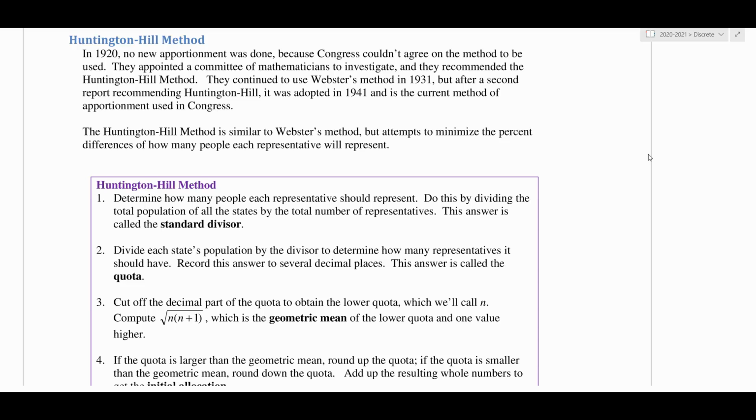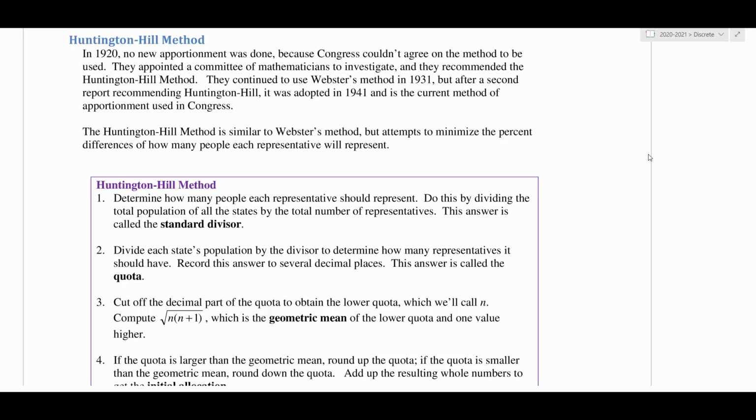After a lot of simulations and analysis and looking at how this method played out, they found that it had very, very little bias towards large population states. It still had a little bit, but so little it was almost negligible. And it was extremely rare that it would ever violate the quota rule.